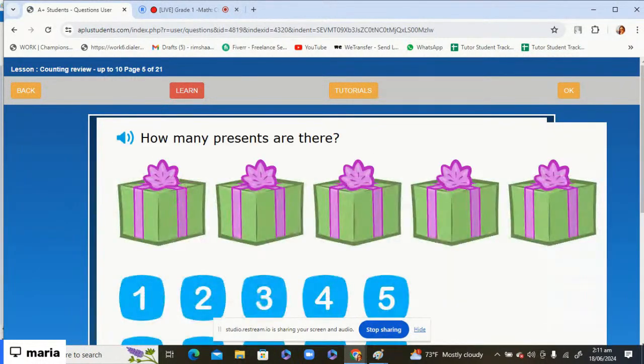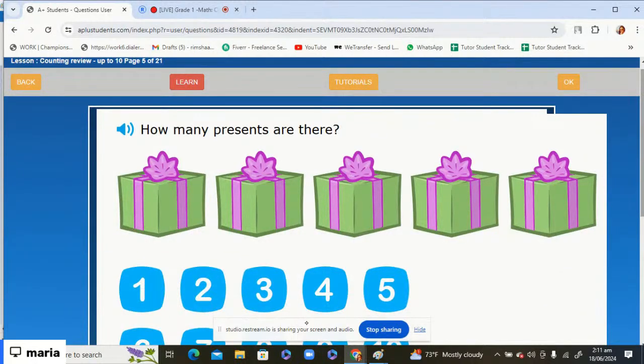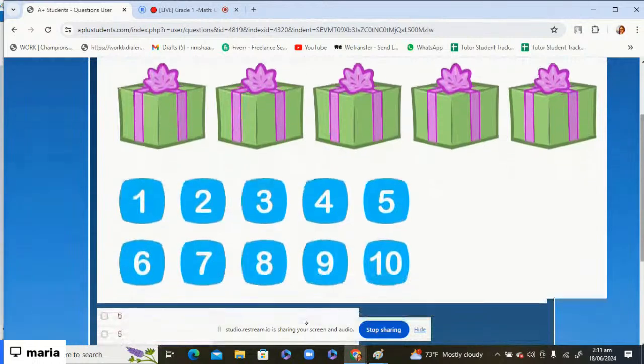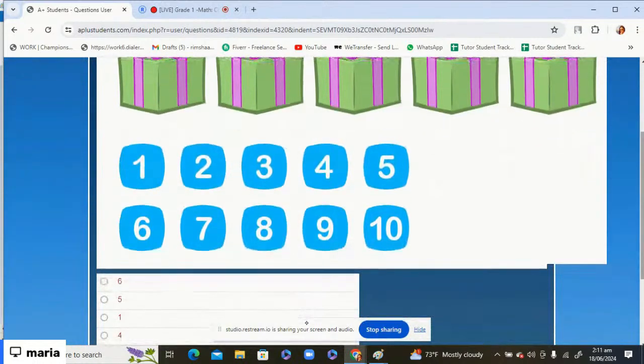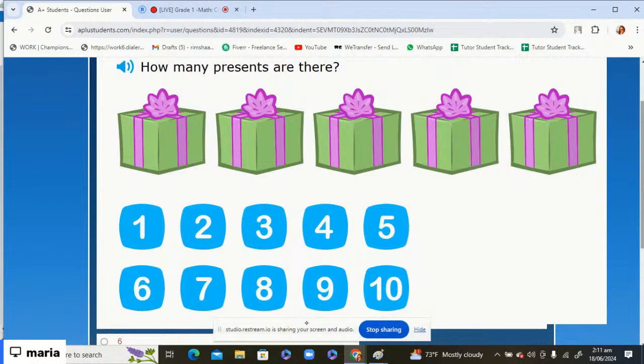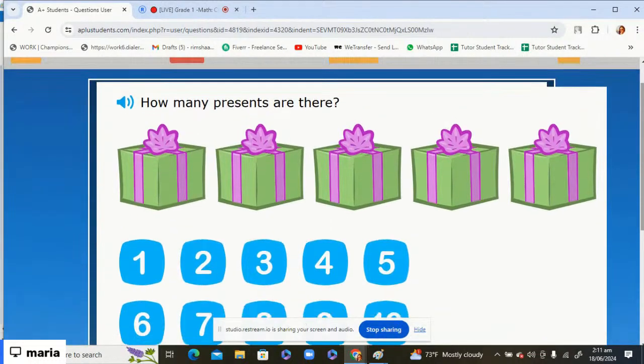How many presents are there? So count it all and then tell me. So how many presents are there? It's 6, it's 5, it's 1 or it's 4. How many of it? Count it please, and then tell me.